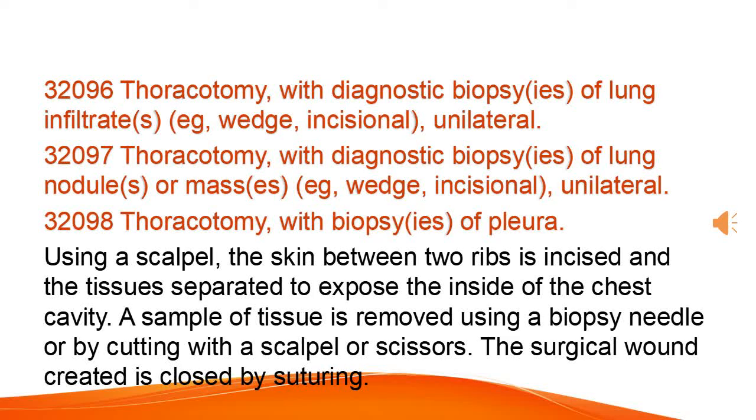Using a scalpel, the skin between two ribs is incised and the tissues separated to expose the inside of the chest cavity. A sample of tissue is removed using a biopsy needle or by cutting with a scalpel or scissors. The surgical wound created is closed by suturing.